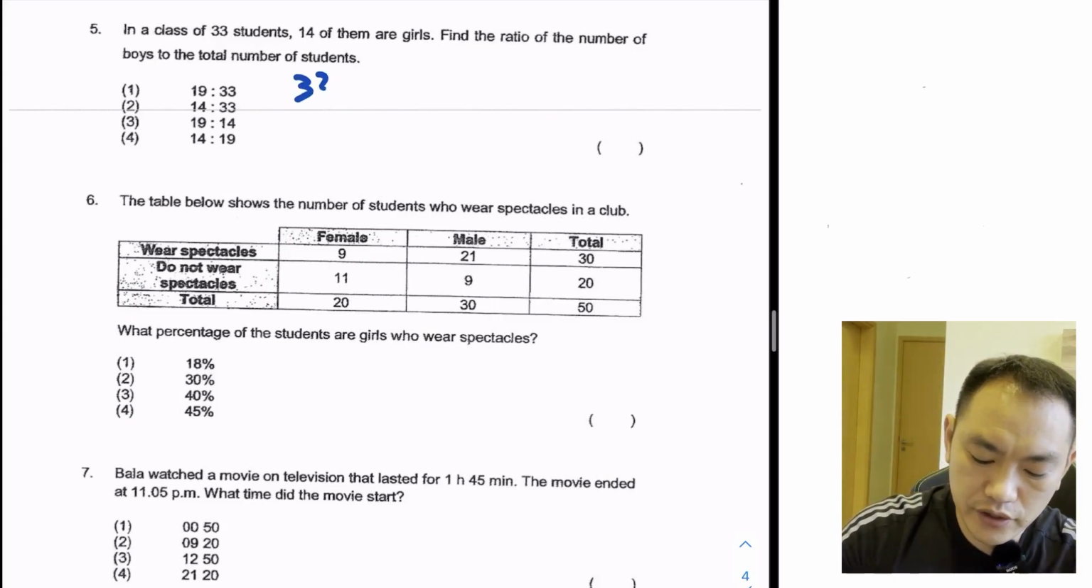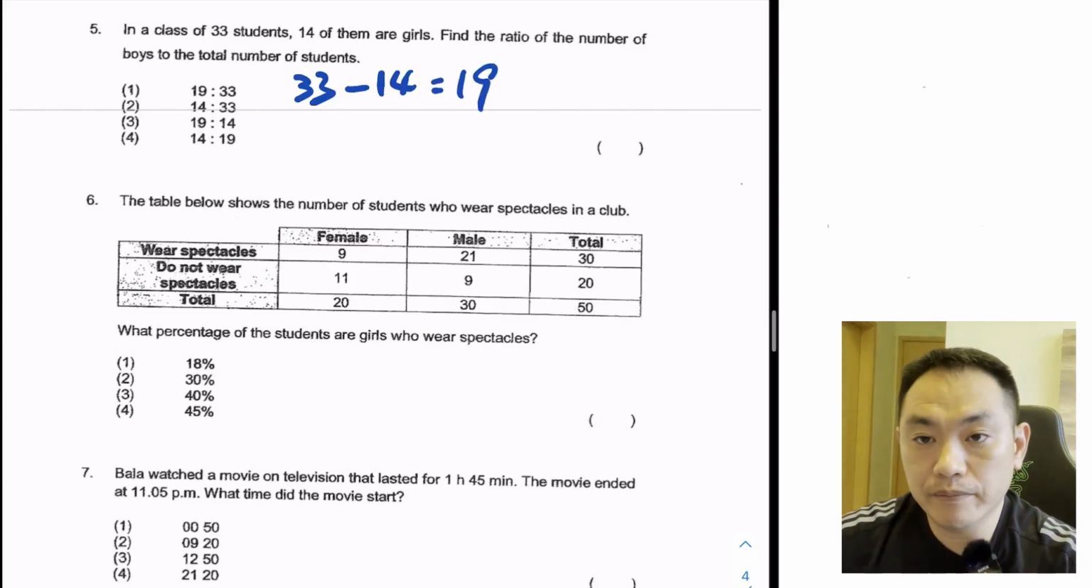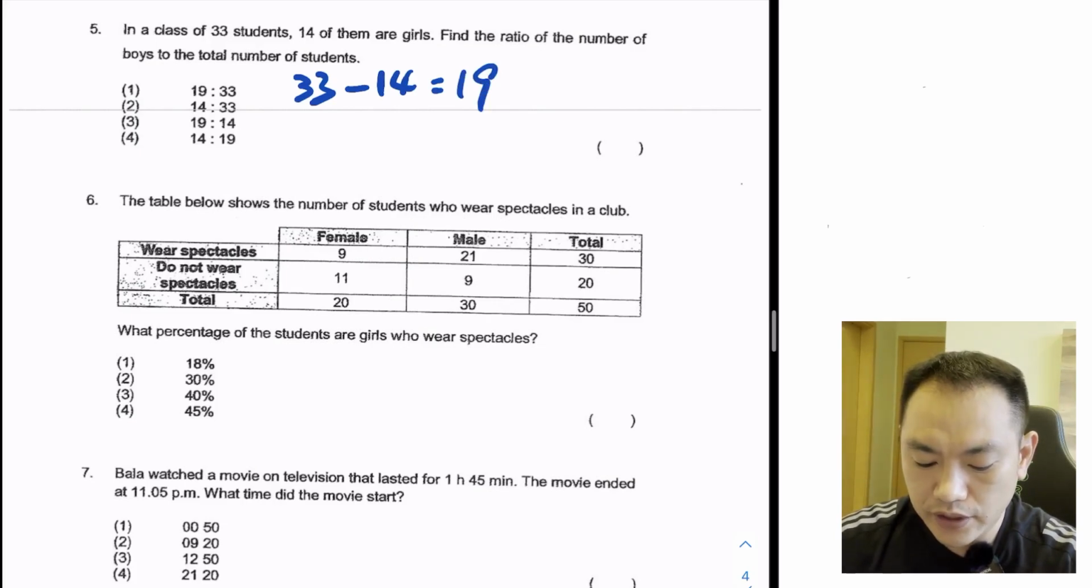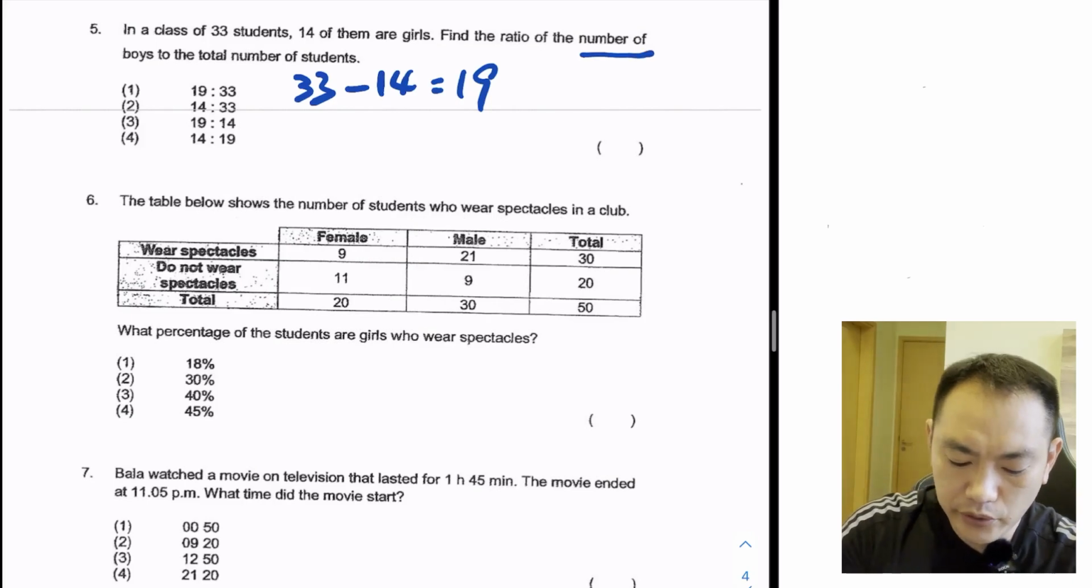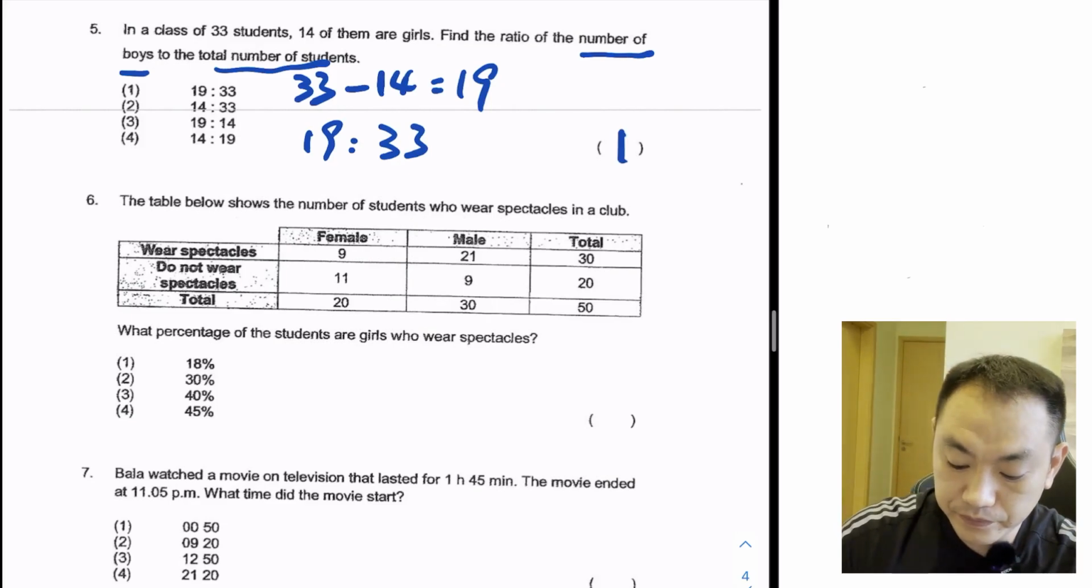So 33 minus 14 equals 19. So 19 of them are the boys. Okay, and the question is asking the ratio of the number of boys to the total number of students. So the answer will be 19 to the total number of students, which is 33. So the answer will be 1.